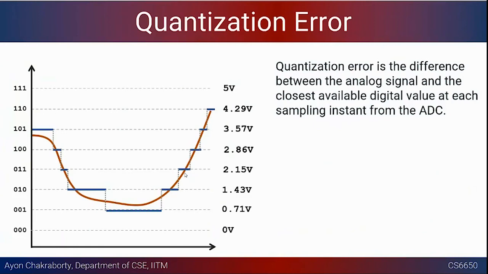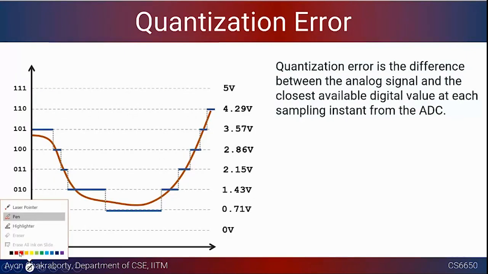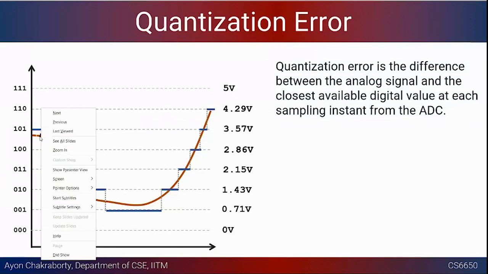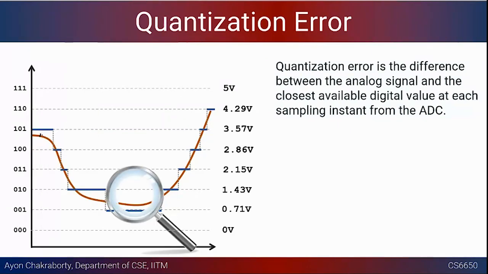So here if you see, this is the analog signal shown in red color, with respect to time, and at every point in time whenever we have a sample, we are trying to convert that into the corresponding digital code. So if this is the analog domain value, this is converted to the digital code of 101. Here this is converted to 100 and so on.